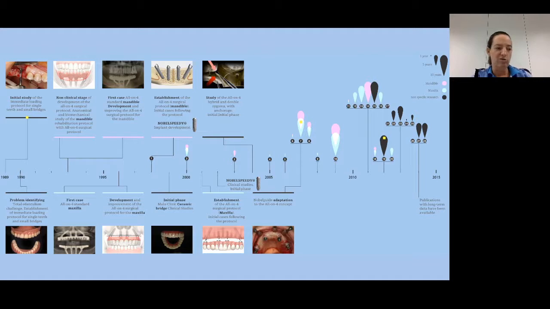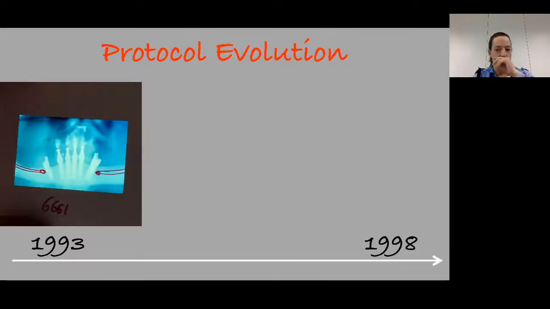So we started to identify how many implants we would need, where we should place them, and whether we are able to tilt the implants. It was very interesting. From 1993 until 1998, there was the evolution of the protocol in the mandible. We started in the mandible because the bone there is usually of better quality in terms of good implant stability. So at that time, we were placing 6 implants and going for loading.